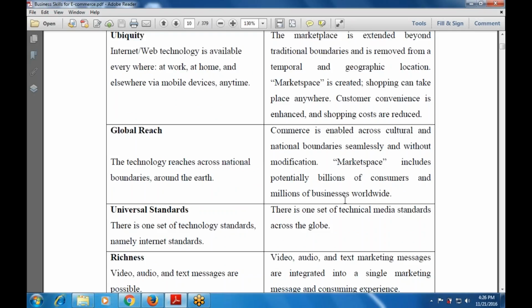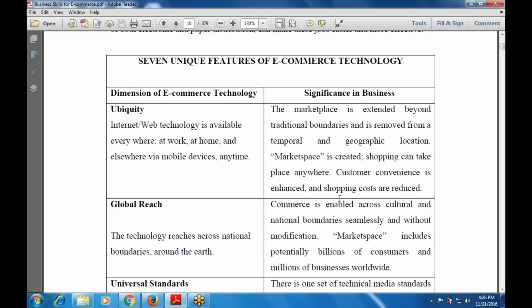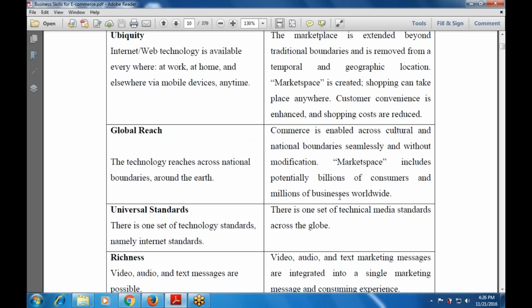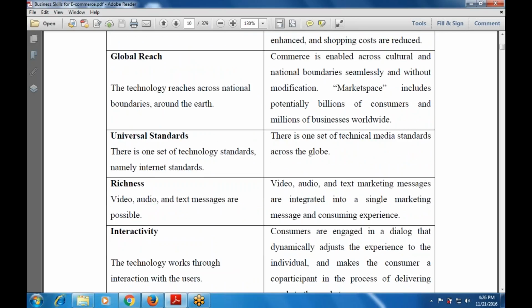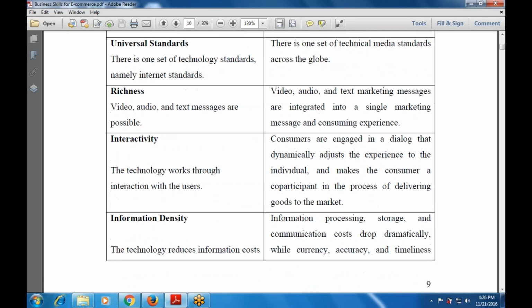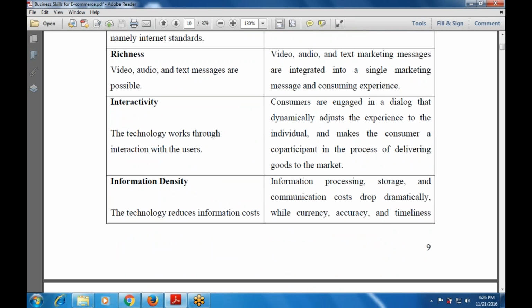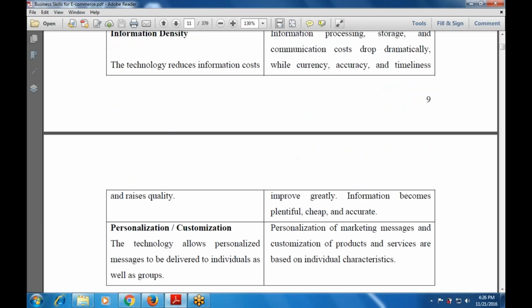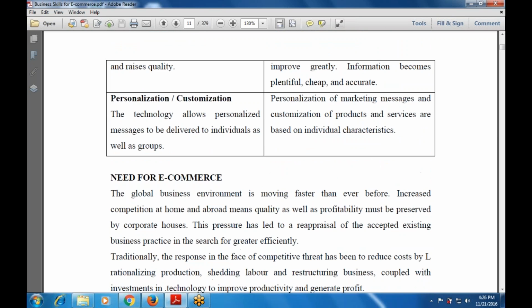Then there is a universal standard, which is the technology standard, namely the internet standard. And there is only one set of technical internet standards across the globe in case of e-commerce in businesses. Then richness: video, audio, text messages are possible. Interactivity that works with the interaction with the users. Information density: technology that reduces the information cost and raises the quality. Personalization or customization, we can say, that can be delivered to the individual as well as the group.